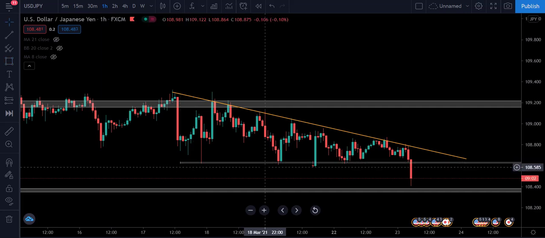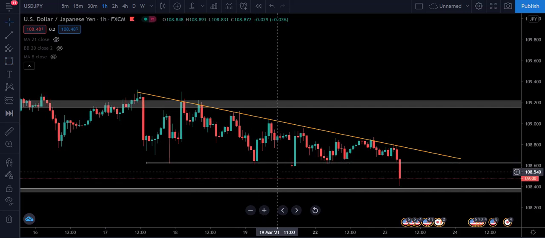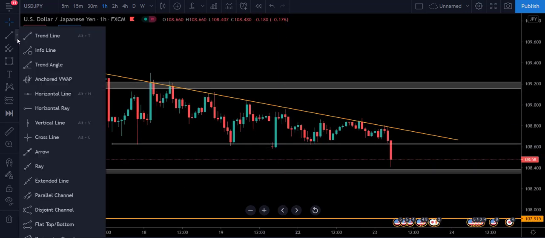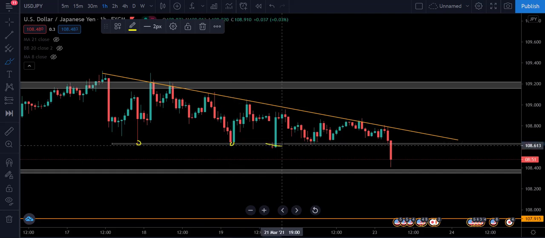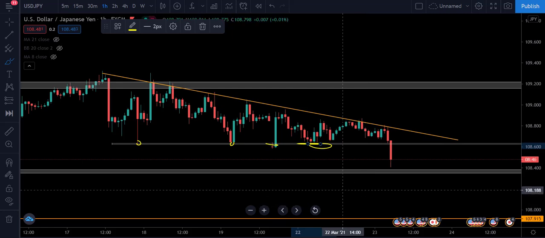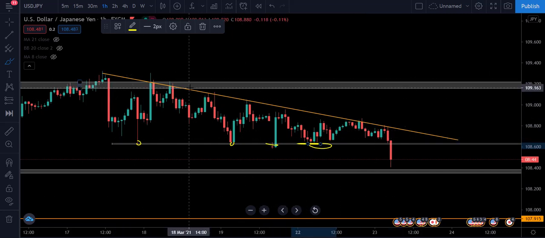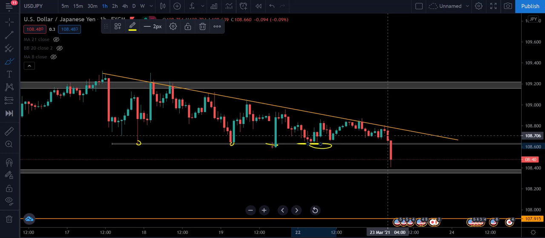This is a support. Why is it a support? Because it is being rejected. Let us draw over here. It is rejected here, here, all of these. Can you see that? All of those rejections. This is called a descending triangle, until this point right here.